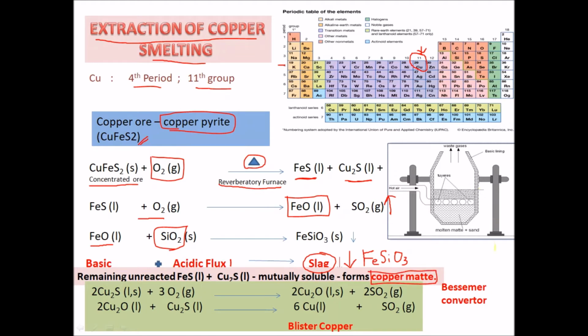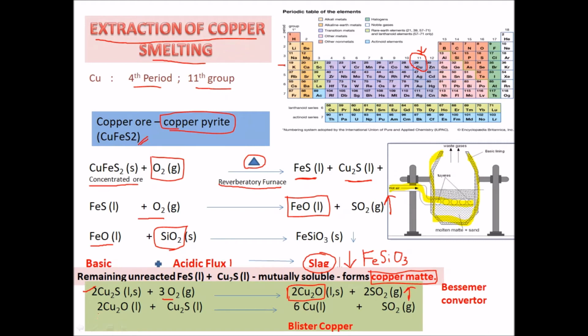The copper matte is sent into the Bessemer converter. The Bessemer converter is a pear-shaped container with a basic lining, and hot air gets into the molten matte and sand through tuyeres. The reaction that takes place inside the Bessemer converter will be the copper sulfide reacts with oxygen and changes over into copper oxide and sulfur dioxide is liberated.